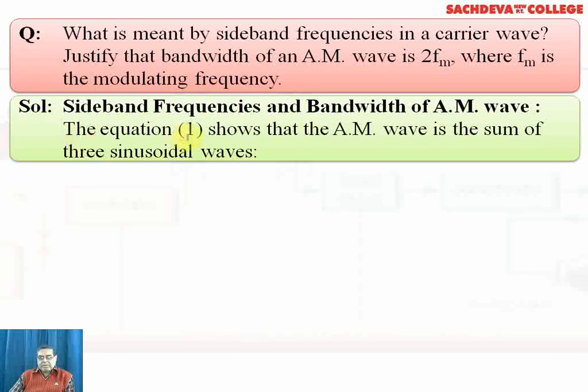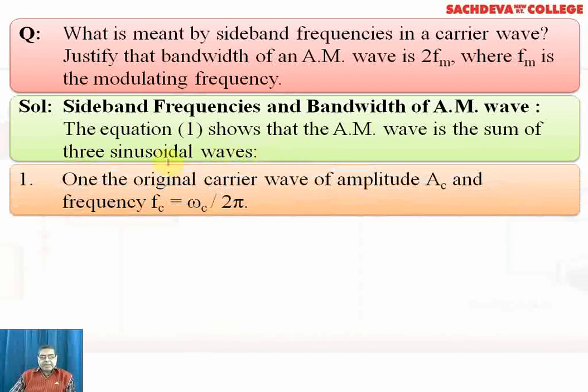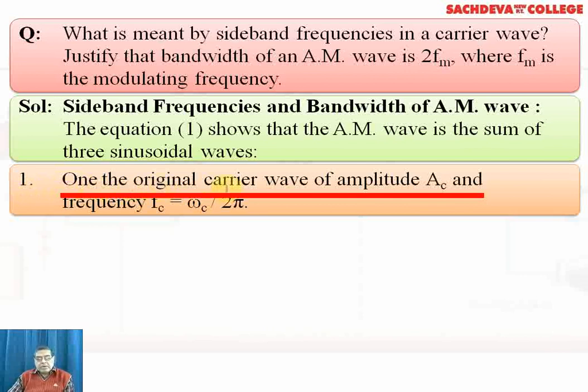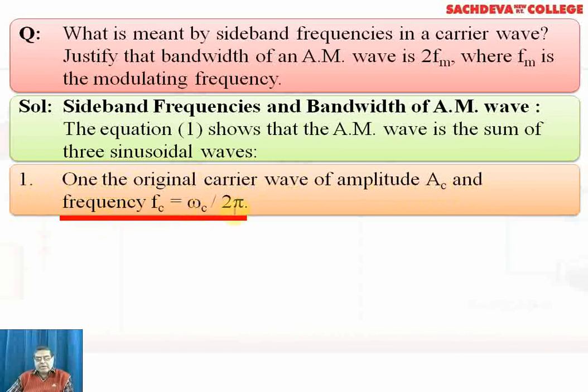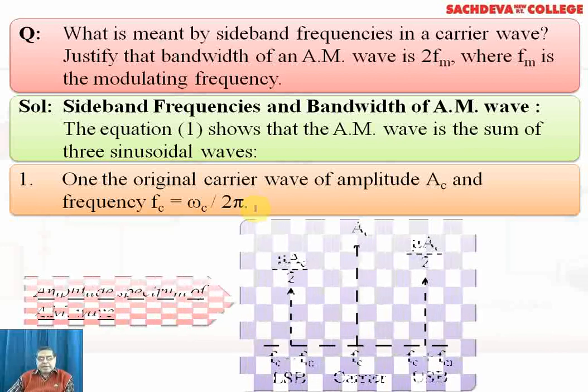So equation number 1, which we formed earlier, shows that the AM wave, the amplitude modulated wave, is the sum of 3 sinusoidal waves. So we have to add all the 3 sinusoidal waves, and that will be the amplitude modulated wave. Now, the original carrier wave has amplitude AC and frequency FC. It is written as omega c over 2 pi, because omega c is 2 pi FC. From that we calculate FC, and FC is equal to omega c over 2 pi.